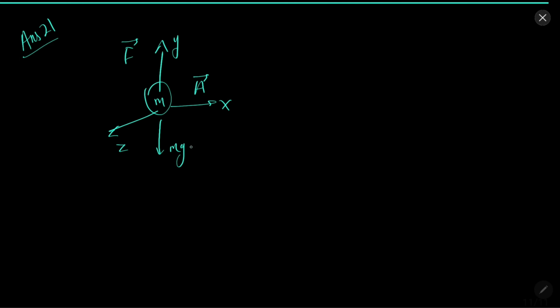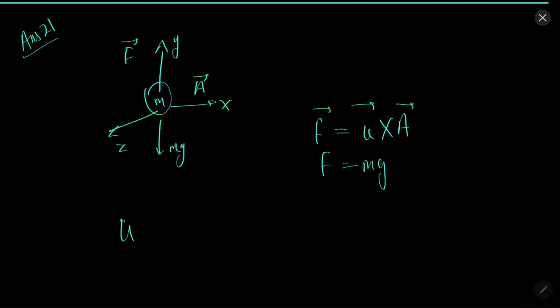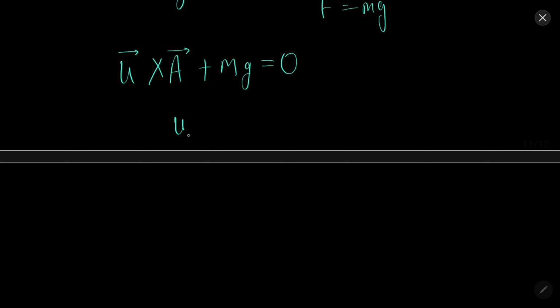So now ultimately what we will have is force, one force is u cross a and one force is of gravity. So they should add up to 0, equal and opposite. So u cross a equal to minus mg.